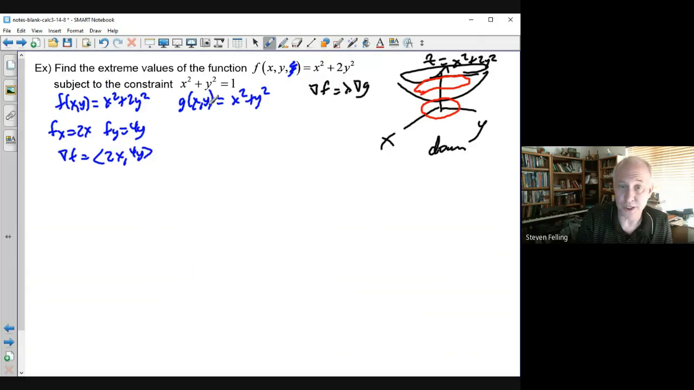And then for g, we need the partial derivative of g with respect to x, which would be 2x. The partial derivative of g with respect to y would be 2y. And that makes the gradient of g equal to the vector 2x, 2y.